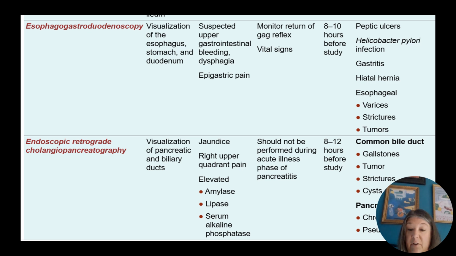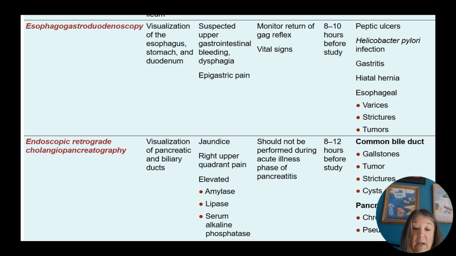We can see hiatal hernias, gastritis. You can identify peptic ulcers, which a lot of times is caused by H. pylori. And then if we're looking in the esophagus, we can see esophageal varices, strictures, tumors, stuff like that. All right. This is another one where we want to be aware of bleeding. We want the return of the gag reflex. We're going to monitor those vitals, all that stuff.